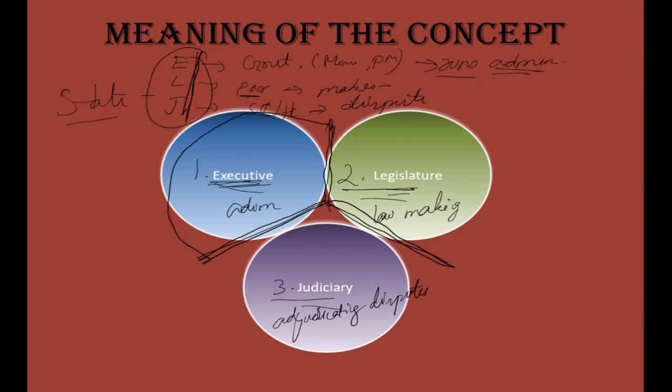So the power of the state, that was basically to run the administration, to make laws, to adjudicate dispute, has now been divided into three organs. Executive, which deals with administration, legislature that deals with lawmaking, and judiciary which adjudicates disputes. So this division of power between these three organs is the separation of power. Hence, if you want to frame it in one simple line, separation of power is the division of power between the three organs of the state, that is the executive, the legislature, and the judiciary.